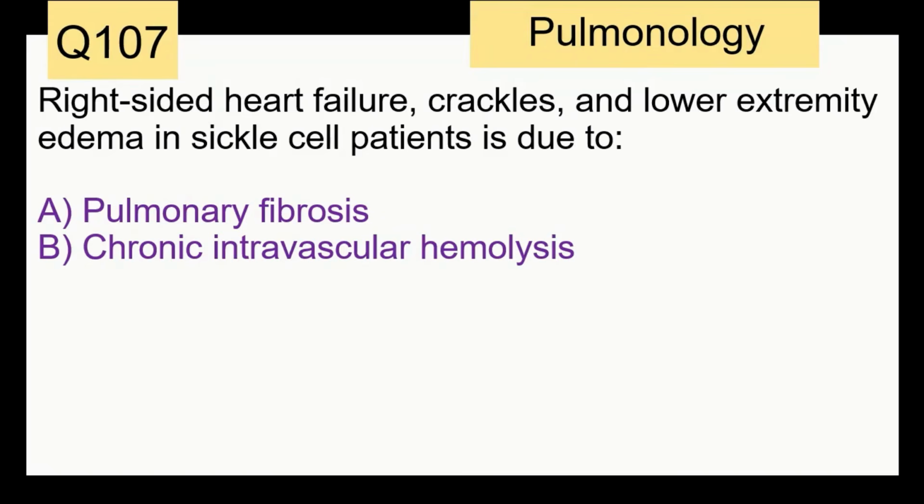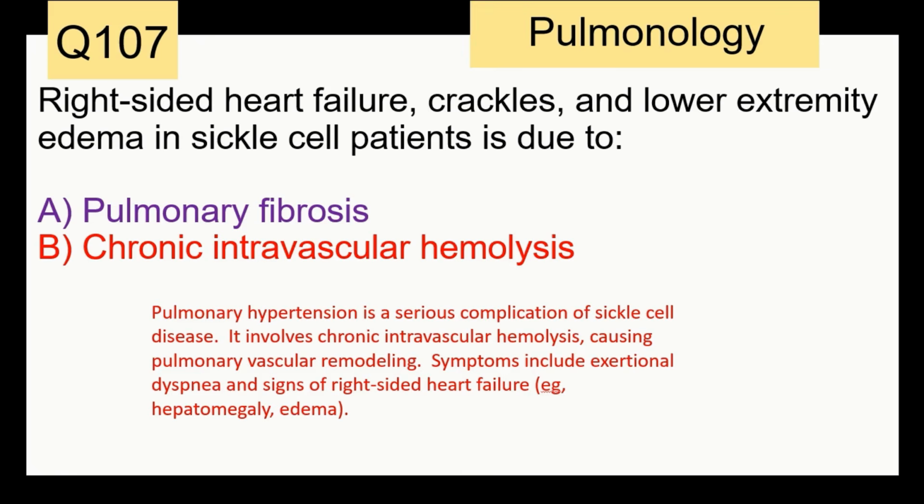107, right side heart failure, crackles, and lower extremity edema in sickle cell patients is usually due to chronic intravascular hemolysis leading to pulmonary hypertension, seen fairly commonly in sickle cell disease. This involves chronic intravascular hemolysis causing pulmonary vascular remodeling, and we see dyspnea and right-sided heart failure.